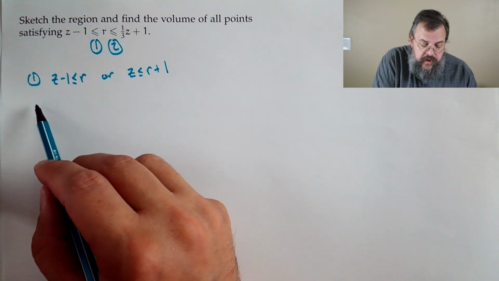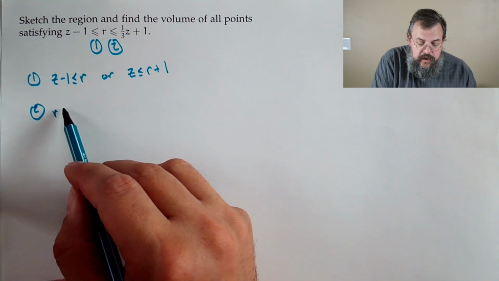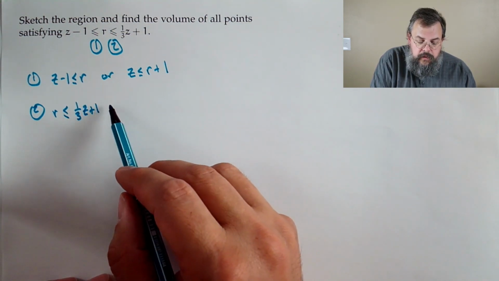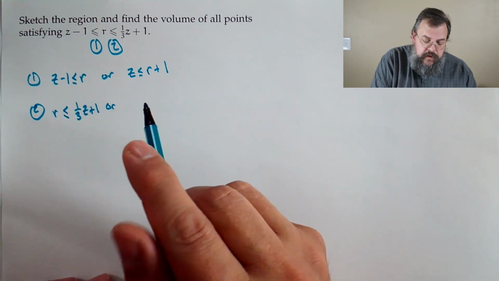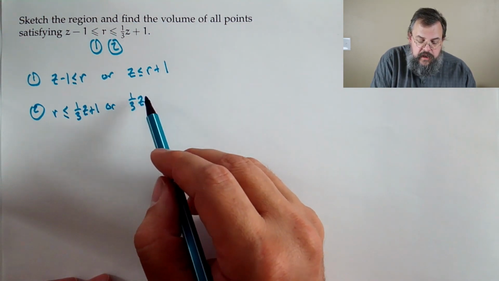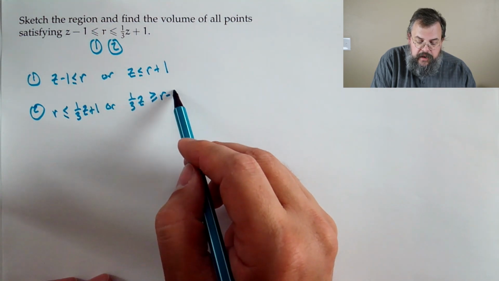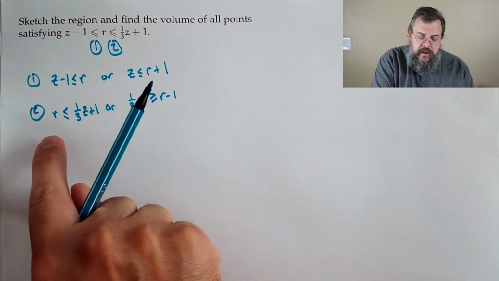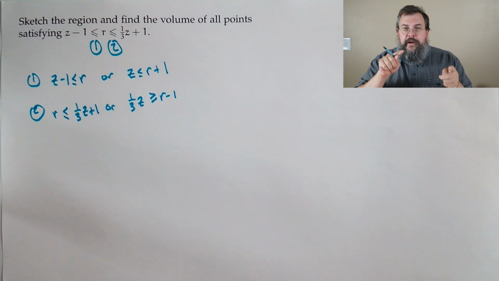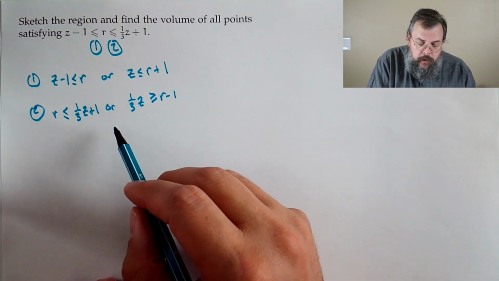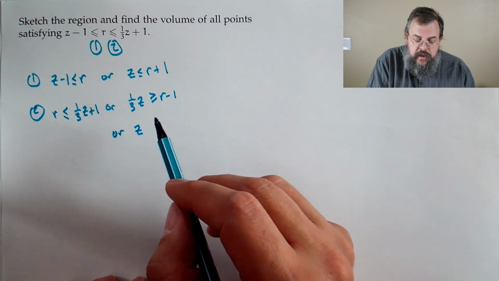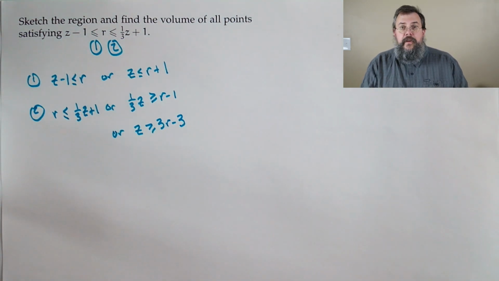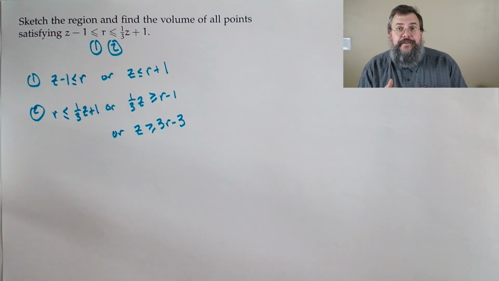Number 2 says what? r is less than or equal to 1/3 z plus 1. Or, let's try to get z by itself. We could say 1/3 z is greater than or equal to r minus 1. Now, if you're curious, wait, why did he flip the sign? Well, because I'm just flipping what I'm calling left and right. So I've moved them across. Or we could say z is greater than or equal to 3r minus 3. Okay, so what are these shapes?